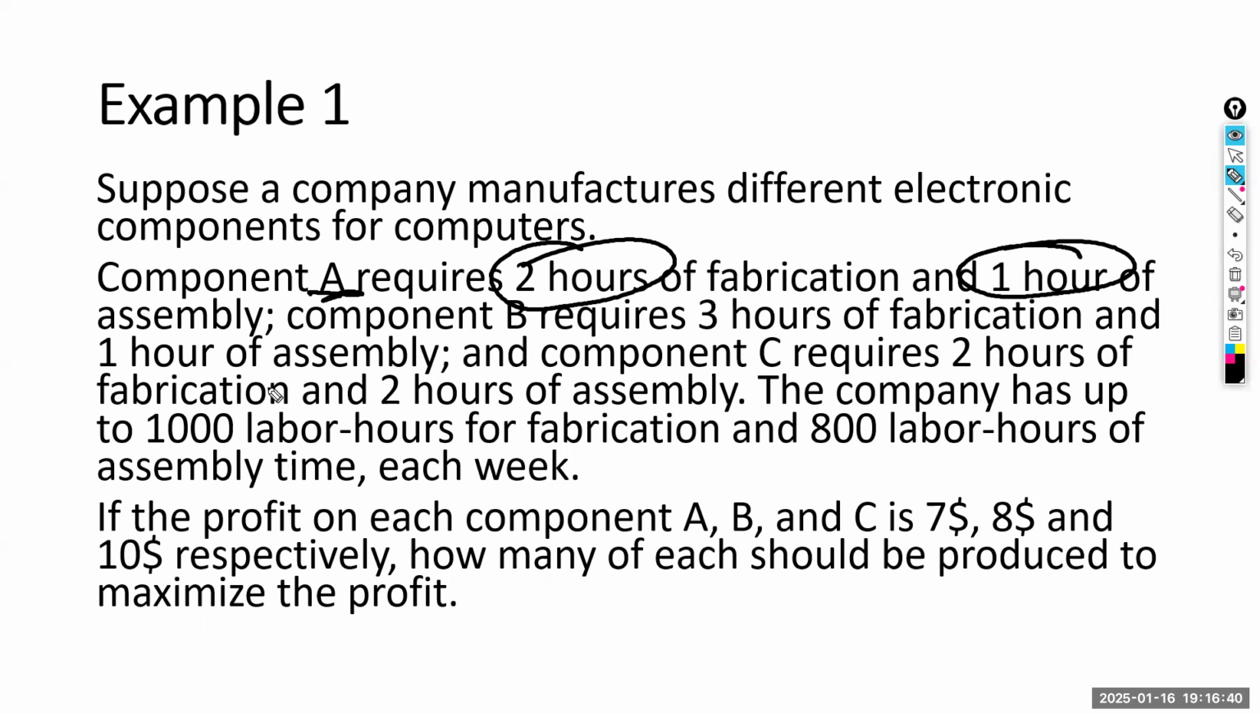For product B, 3 hours for fabrication and 1 hour for assembly. For product C, you need 2 hours for fabrication and 2 hours for assembly. Okay. So that is how this formula is there.